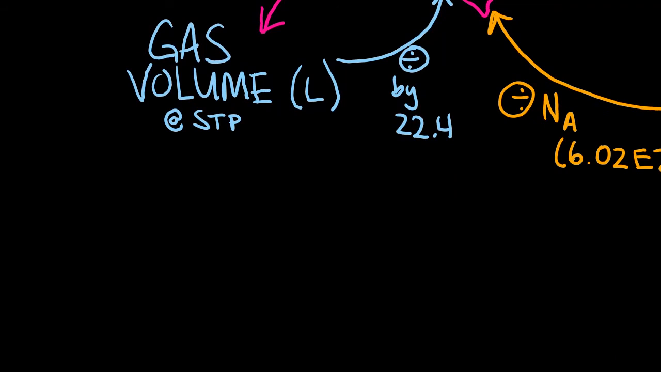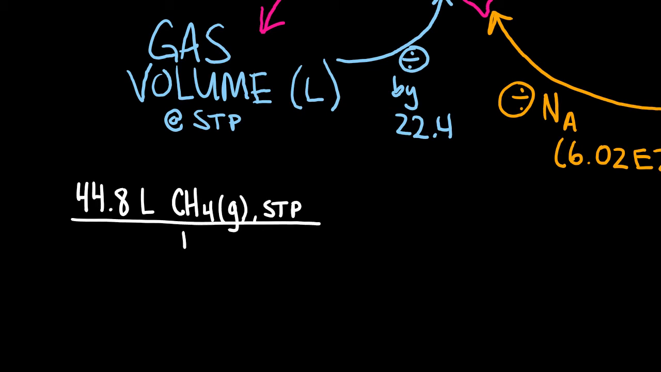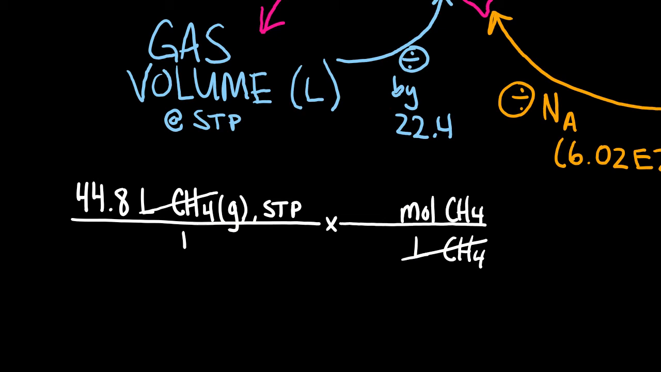Here's one worked example of how the molar volume of a gas at STP can be used. If you have 44.8 liters of methane gas at STP, how many moles of methane do you have? You look at your unit, which is liters of methane, and you put the units at the bottom. That way they cancel out. You're going to go from liters of methane to moles of methane. The relationship we just learned is that 1 mole of any gas at STP, standard temperature and standard pressure, takes up 22.4 liters of volume, liters of space. 44.8 divided by 22.4 gives us 2 moles of methane.